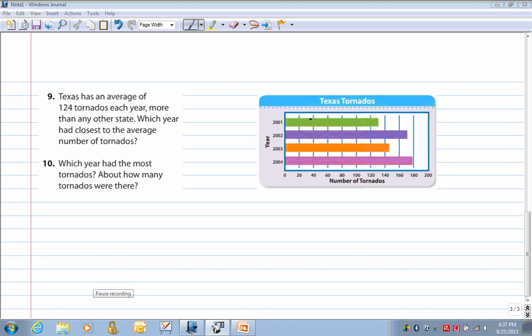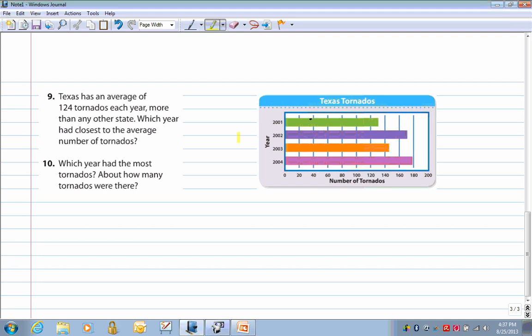Continuing on, we have a problem, and over on the side it says, question number 9. We're going to learn to interpret our graphs, explain them. So it says that Texas has an average of 124 tornadoes each year, more than any other state. Which year had the closest to the average number of tornadoes?